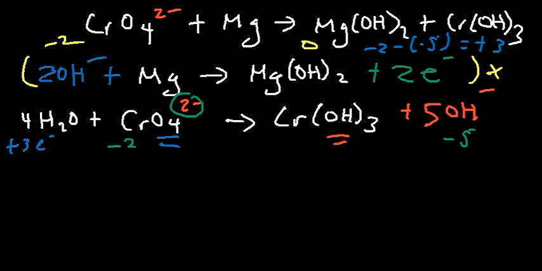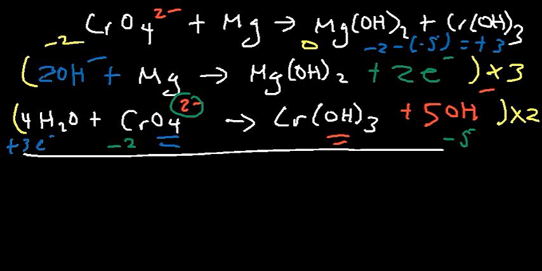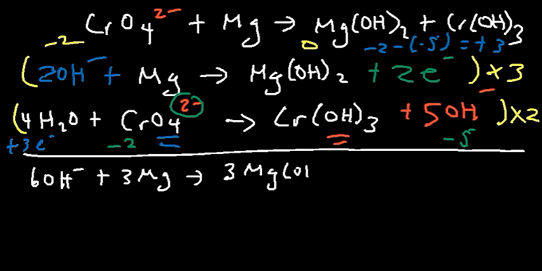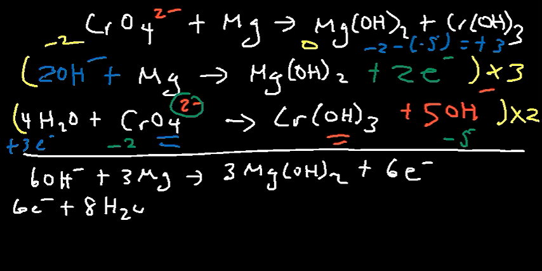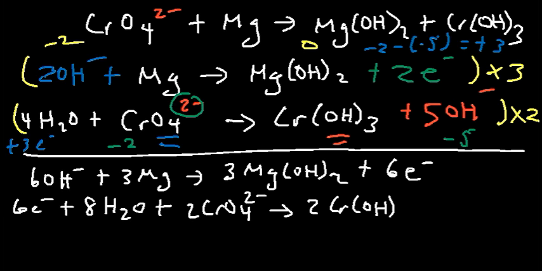So we've got to multiply this by 3 and this by 2. So we can get 6 electrons on both sides. So now we have 6 hydroxide ions plus 3 magnesium atoms and 3 Mg(OH)2 and 6 electrons. So here we have 6 electrons, 8 water molecules, 2 chromate ions, and 2 chromium hydroxide formula units, and 10 hydroxide ions.